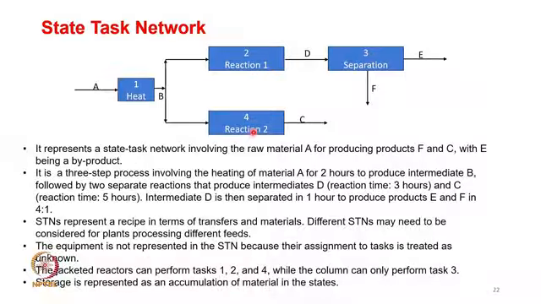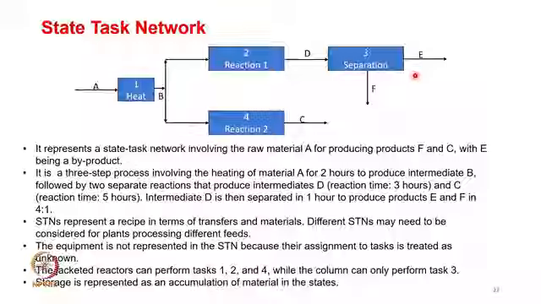While in this case, okay, you have the intermediate. So when you have the intermediate D, you separate, and you will get F being the product and E being the byproduct. So in this case, the state task network represents a recipe in terms of transfer of material. A different state task network may need to be considered if they are processing at a different process speed.